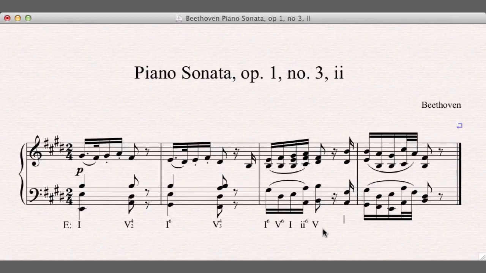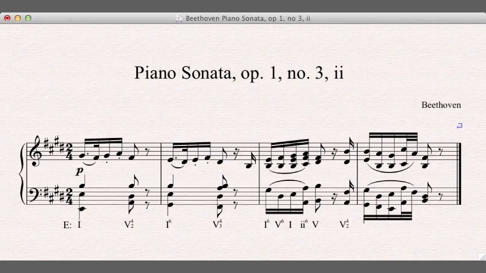So here we have this substitution. Rather than 1, 4, 5, we have 1, 2, 6, 5. Again, we look here, we've got root, 3rd, 5th, 7th. It's like a chord spelled upside down in 6th. Yeah? Root, 3rd, 5th, and 7th. So that's our 5 again. 5, 4, 2. 7th is in the bass.